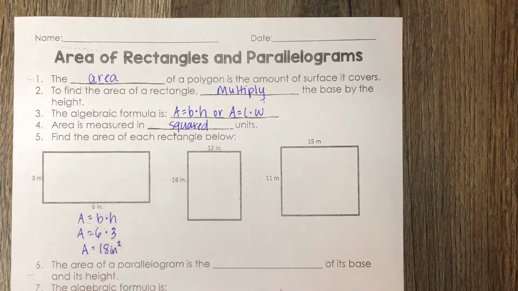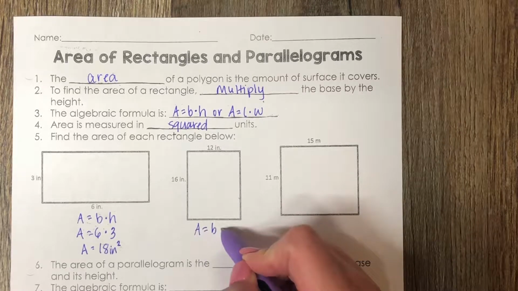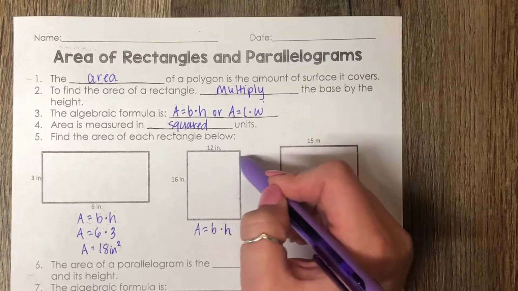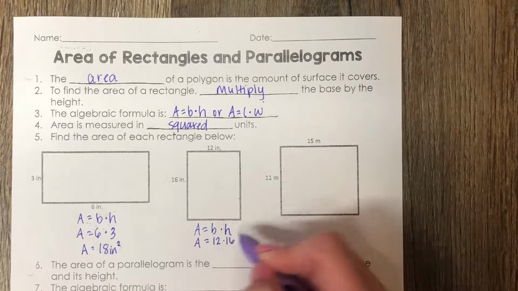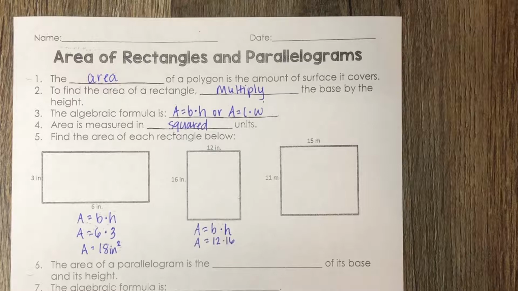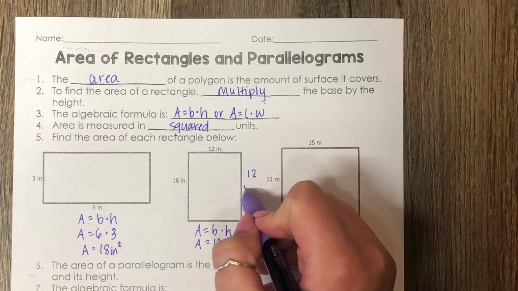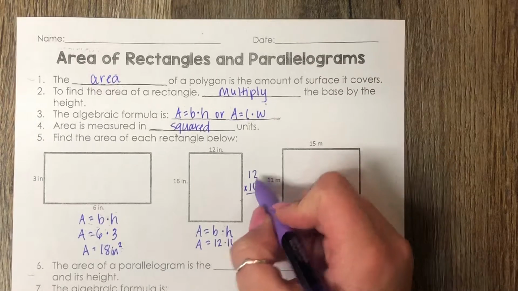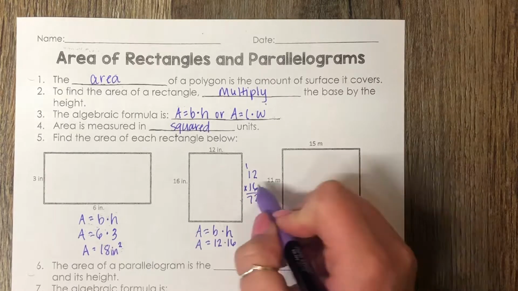Moving on to the second example, we have a rectangle again. So as always, we're going to write our formula first. Area equals base times height. Our height is 16. Our base is 12. So area equals 12 times 16. And if we're doing this by hand, I always come to the side and write it vertically. So I'll do 12 times 16. And this should be reviewed from the past 2 days. So 6 times 2 is 12. 6 times 1 is 6, plus 1 is 7. We're done with the 6.